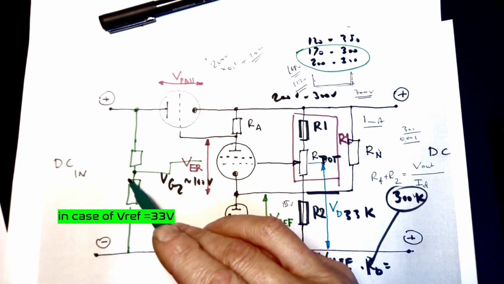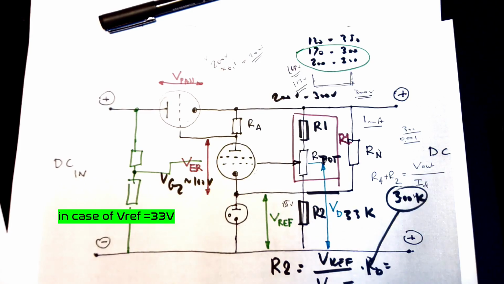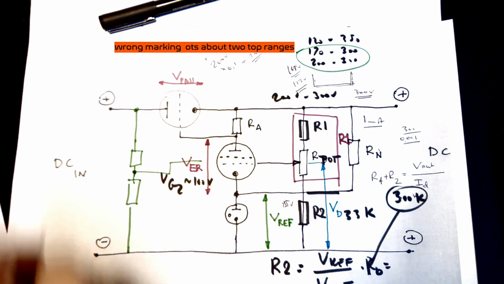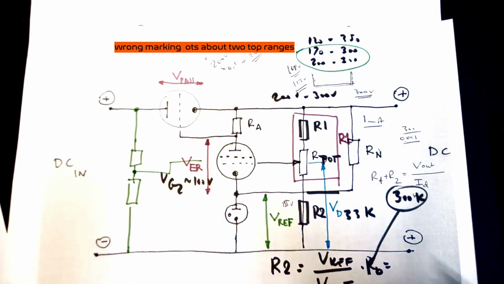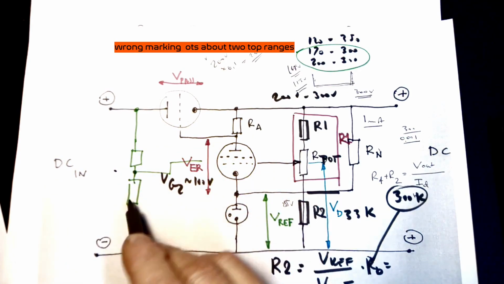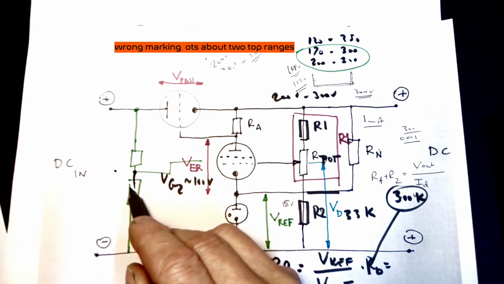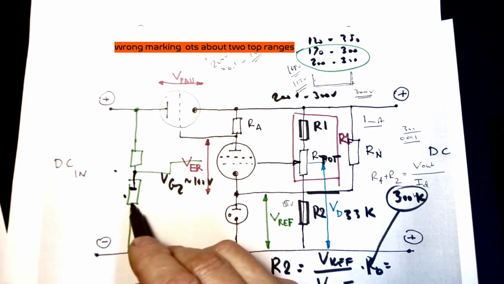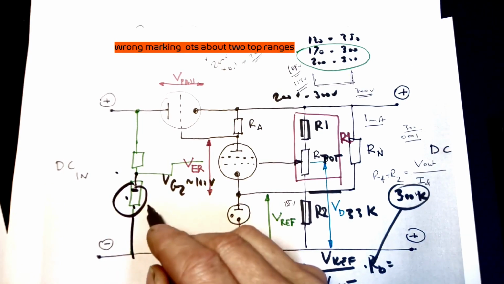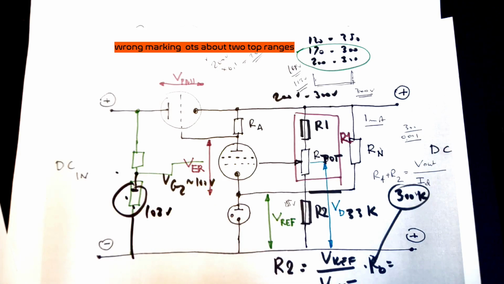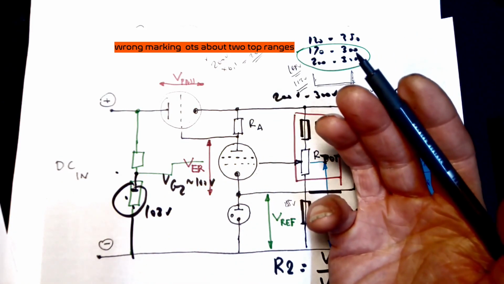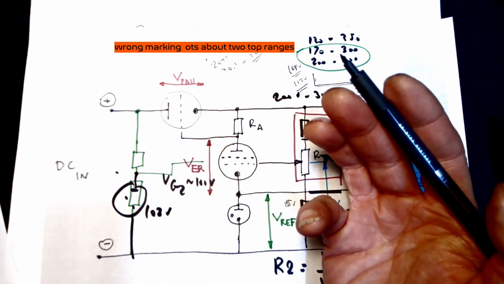Of course, we can also use something like, instead of this, a second neon tube, let's say for 108 volts. Why not?